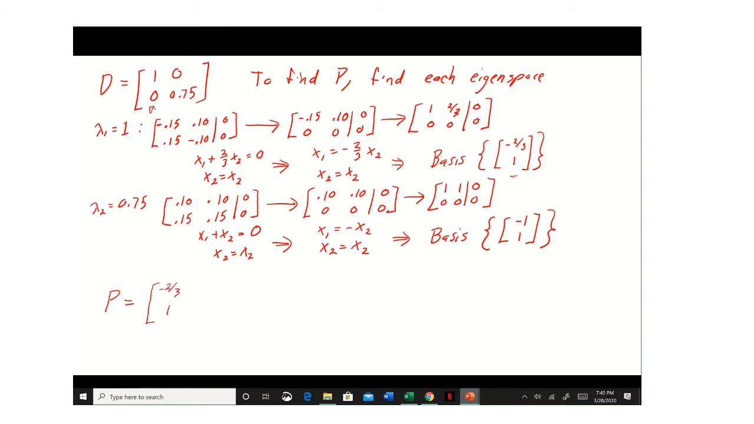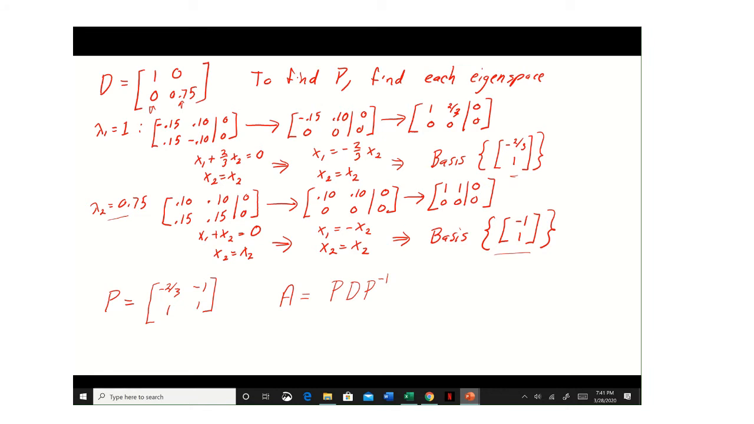2/3 and 1. There's our first column. Our second column of D is 0.75. So we look at our eigenvalue 0.75, take the basis element for that, negative 1 and 1, and there is our P. So this gives us the value of P, where A is equal to P times D times P inverse.